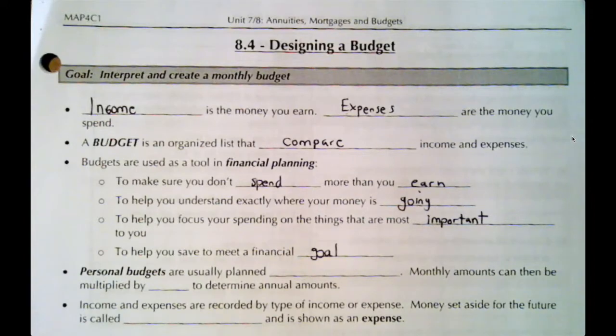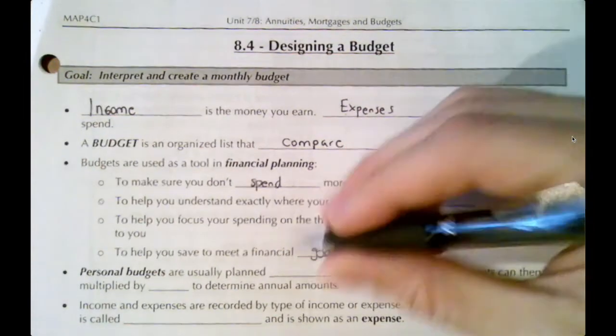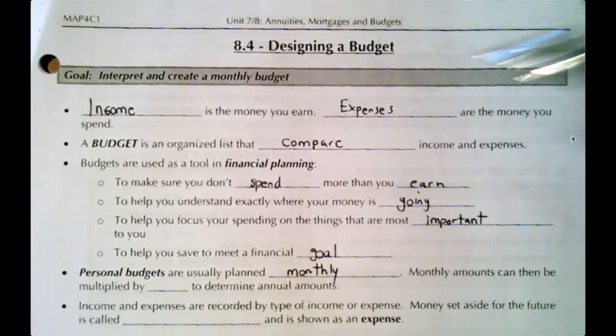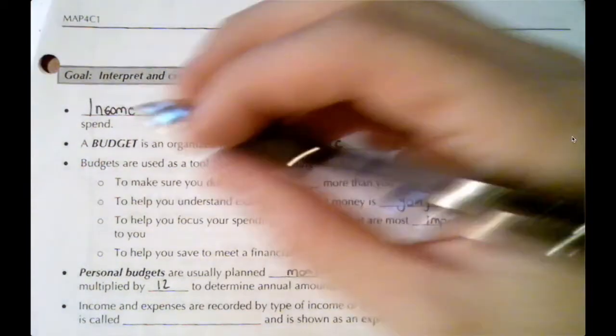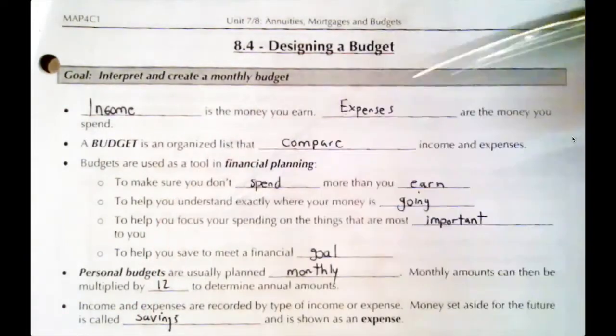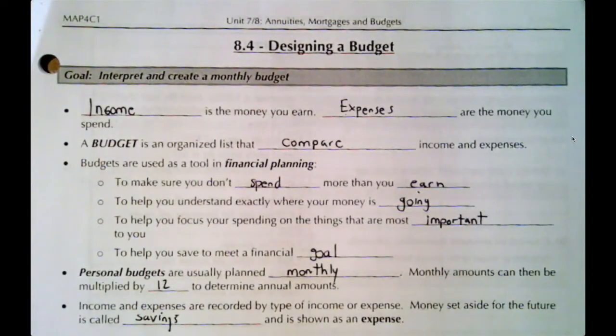A personal budget is usually planned monthly. Monthly amounts can then be multiplied by 12 if you want to figure out an annual budget. Income and expenses are recorded by type of expense and type of income. Money set aside for the future is called savings. And it's important that we consider savings as an expense because it's not money that's readily available. You've spent it, not actually, but you've spent it by saving it because you don't have it. It's not liquid.